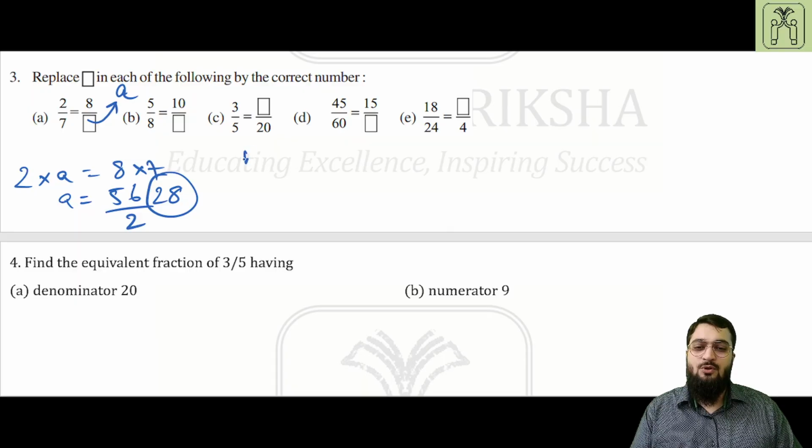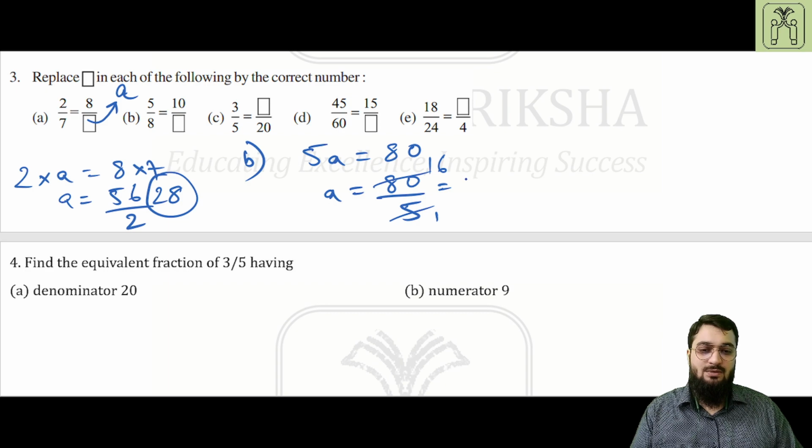Similarly, if you go for part B, then you will write 5a using cross multiplication, and 10 into 8, that is equal to 80. And a will be equal to 80 upon 5. That will give you the answer of 16.